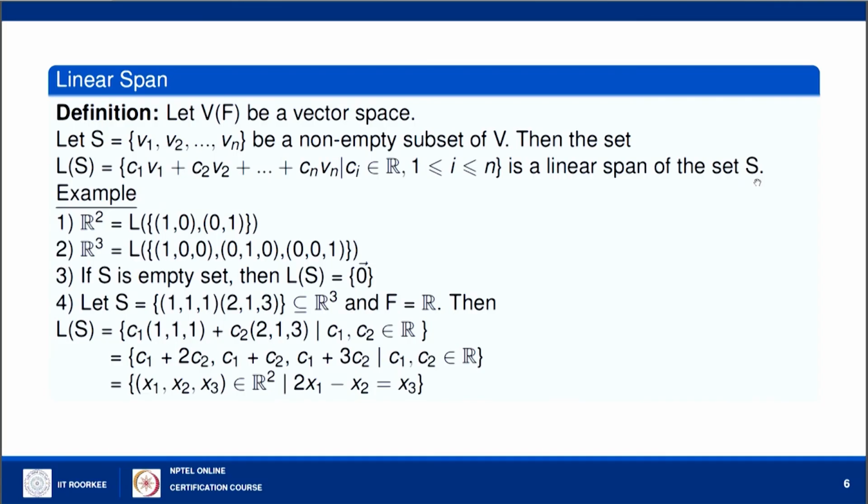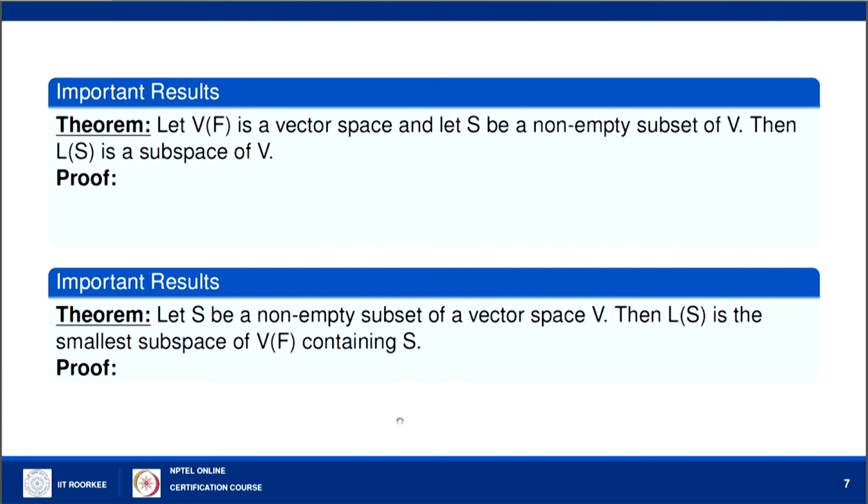So, we are coming to these results: let V be a vector space and let S be a non-empty subset of V, then the linear span of S is a subspace of vector space V. Moreover, this subspace is the smallest subspace containing S. What I want to say is, if V is a vector space and S is a subset of V, then the linear span of S is the smallest subspace containing S. I am leaving the proof of these two results as an exercise.